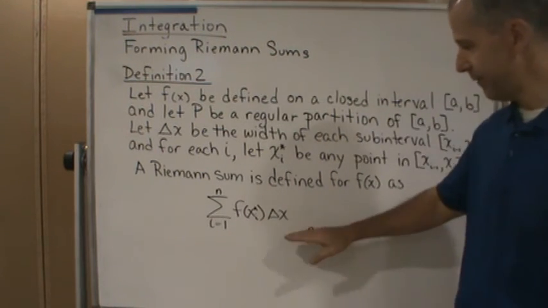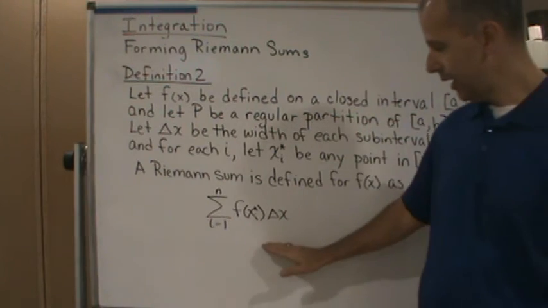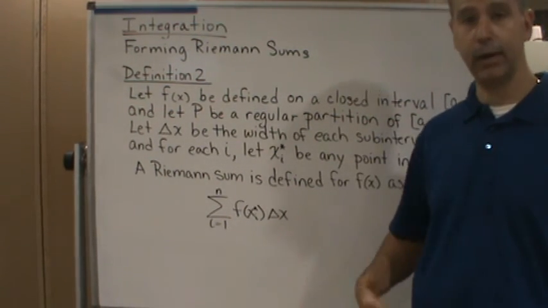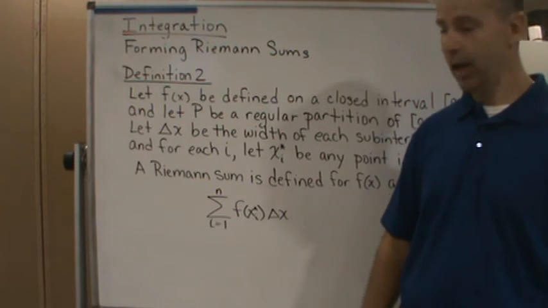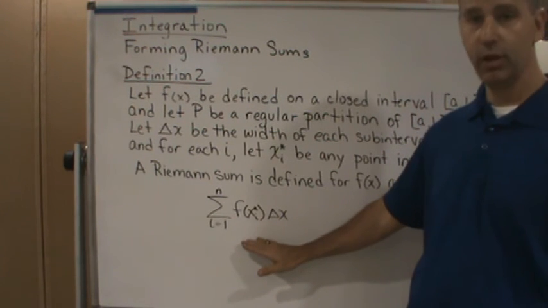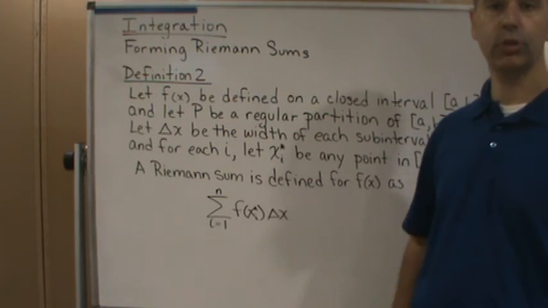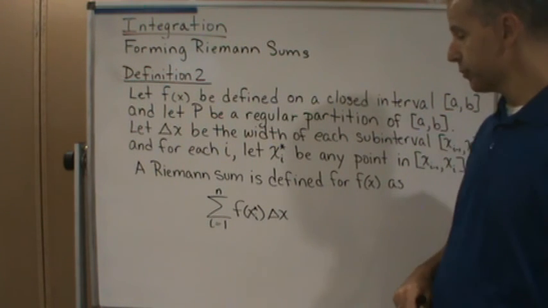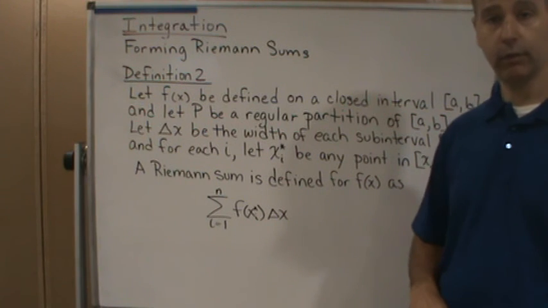So anyway, that's the definition of a Riemann sum. And again, as n gets larger, this also becomes a better and better approximation. But this is going to be the foundation of what we're going to use to define the area under the curve.